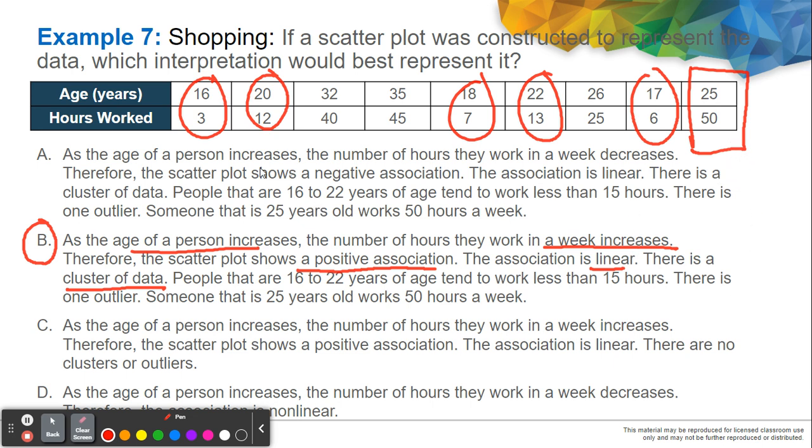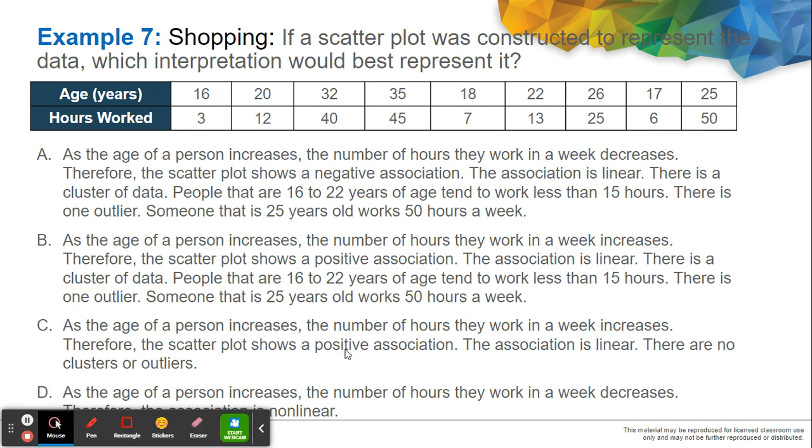Letter A is wrong because it says that if a person's age increases, the hours decrease. That doesn't show in our data. The data shows that when the age increases, the number of hours worked also increases. So it's letter B, and I hope you got it right.